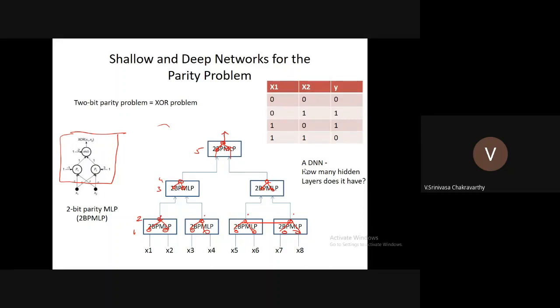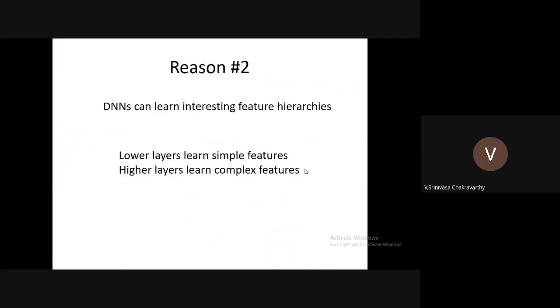You might get a very good result if you take a big enough network. But it doesn't give you any insight into how the network is solving the problem. So this is one example. Another motivation for looking at deep networks as opposed to a shallow network is that DNNs can often learn interesting feature hierarchies. It's a very important term. What that means is lower layers learn simple features, higher layers learn complex features.